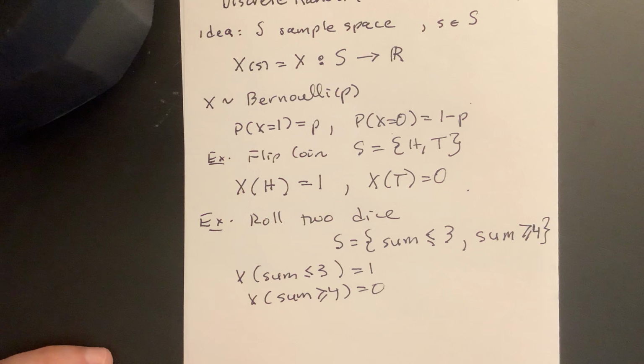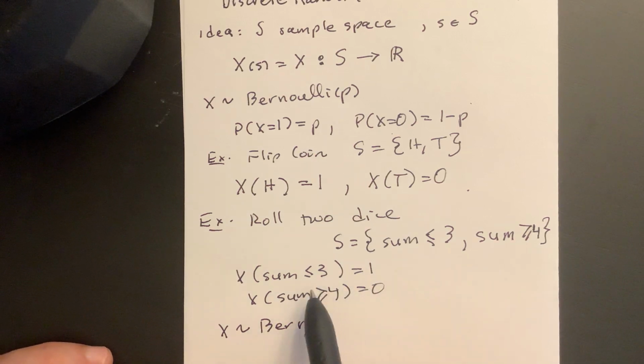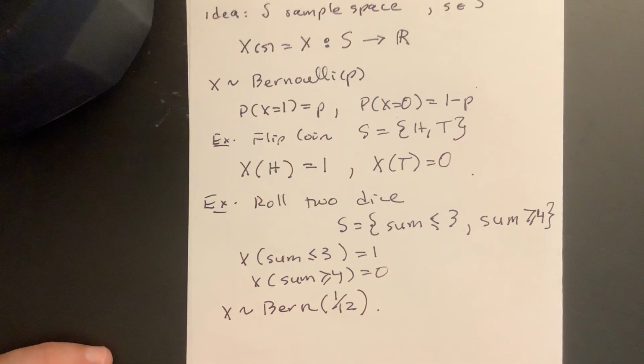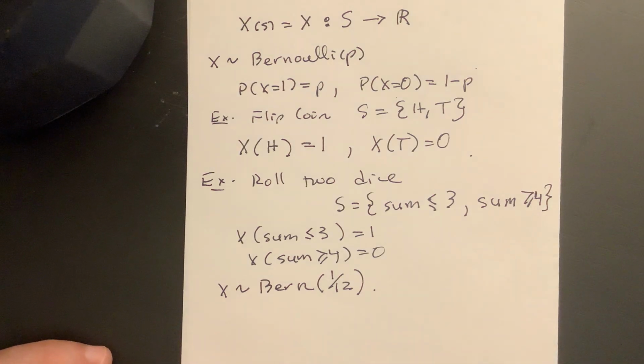So then what would P be? So in this case, X is Bernoulli. Probability X is 1 is P. Probability X is 1 here is 1 out of 36 plus 2 out of 36, so it would be 1/12. All right. Well, this is the idea. We can have, here, let's do another one.